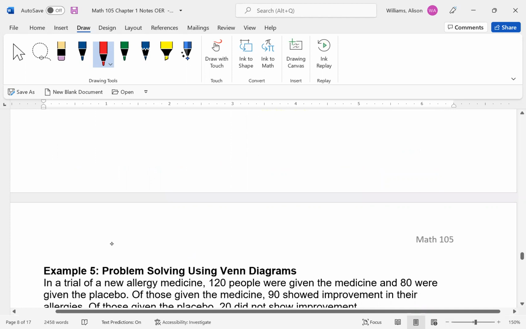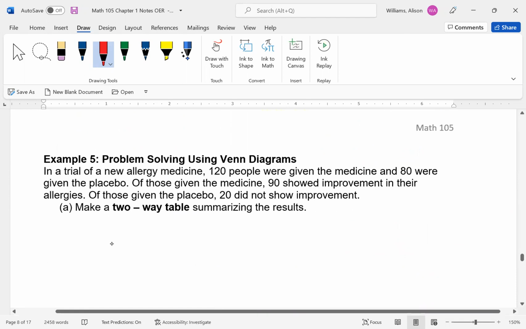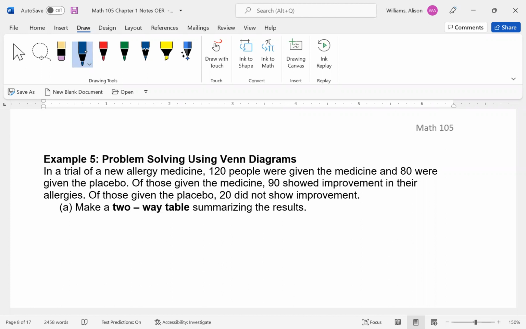So let's look at a final example that ties together everything we just talked about. We want to create a two-way table for this example. In a trial of new allergy medicine, 120 people were given the medicine. 80 were given placebo. Of those given the medicine, 90 showed improvement in their allergies. Of those given the placebo, 20 did not show improvement. So I'm going to make a table of this information.